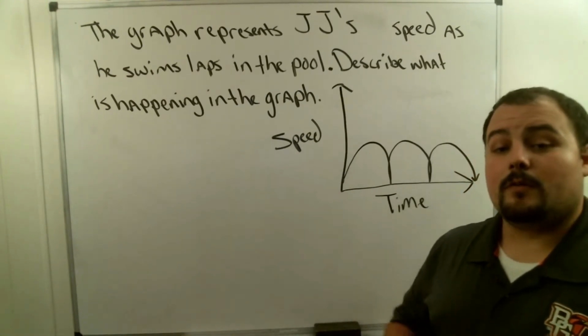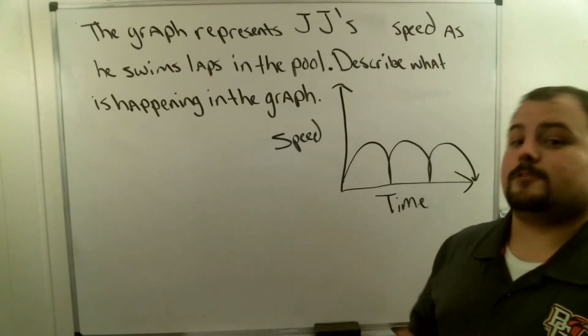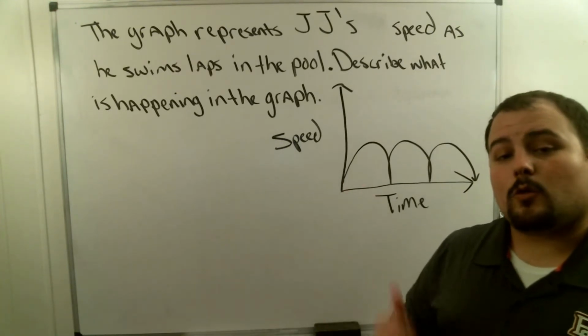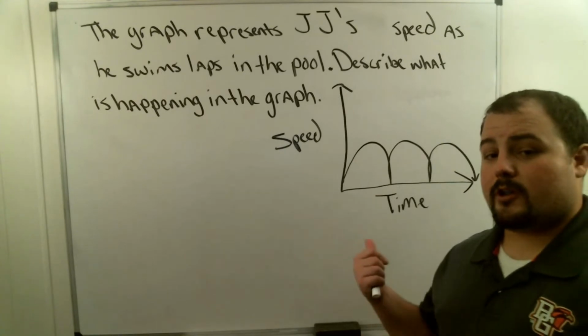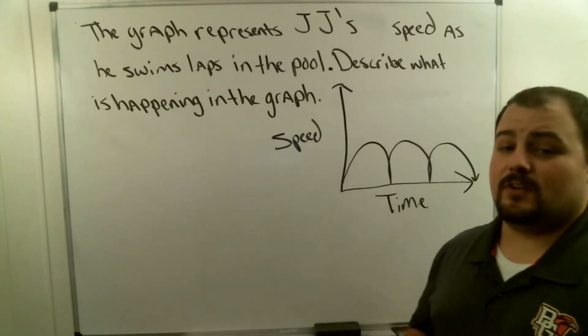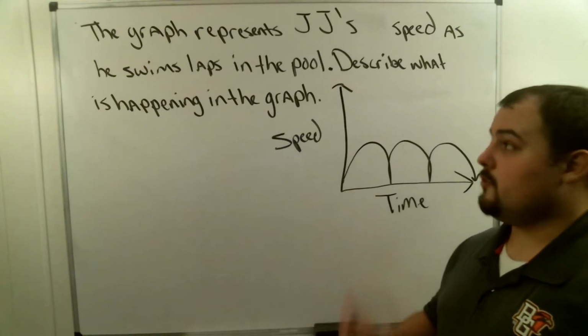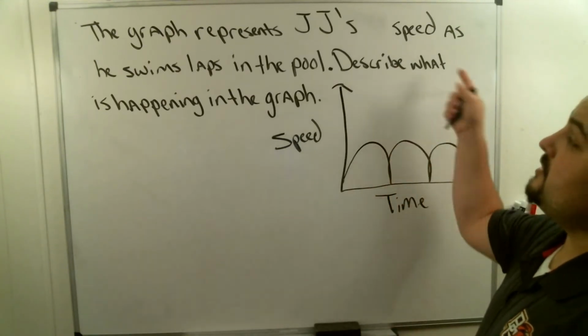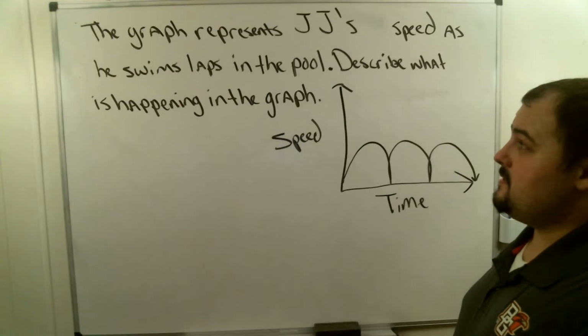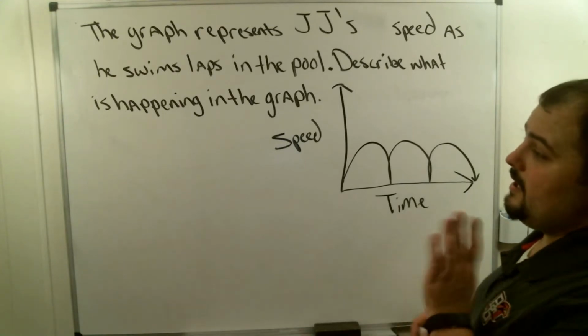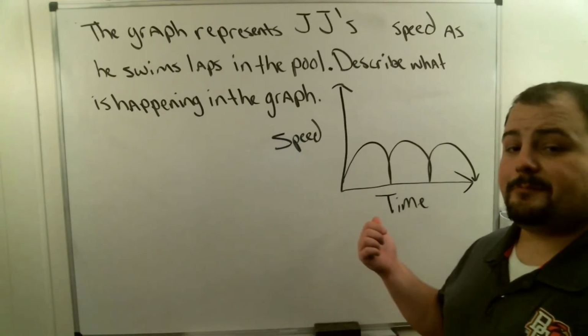In our last example for lesson 6, example 6, we have one more qualitative graph that we're going to talk about, what could be happening in the situation that's given. Again, this is theoretically what could be happening based on what we see in the graph. It says the graph represents JJ's speed as he swims laps in the pool. Describe what is happening in the graph.